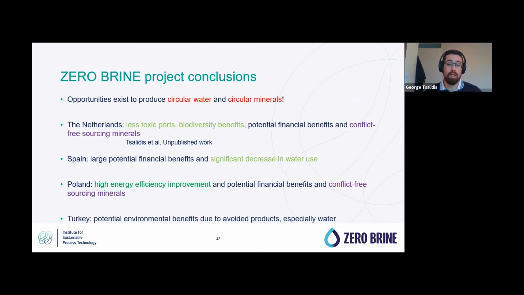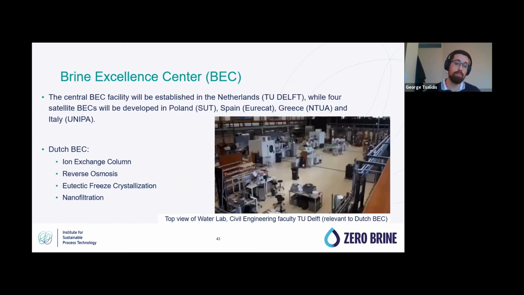In Spain, there is a large potential of financial benefits and a significant decrease in water use. In Poland, there are high energy improvements and potential financial benefits, and also reduction of high conflict minerals. And then finally, in Turkey, there can be environmental benefits due to the avoided products and especially the water.